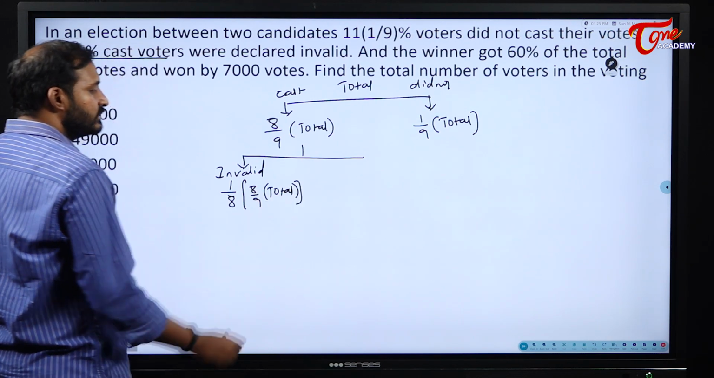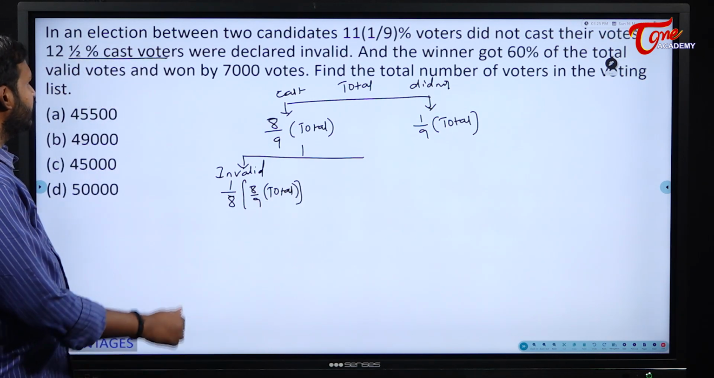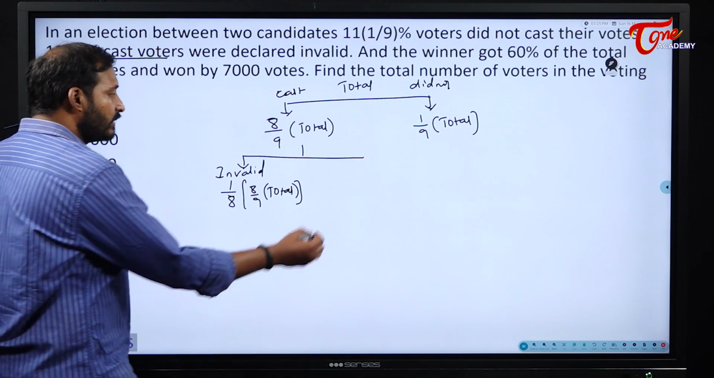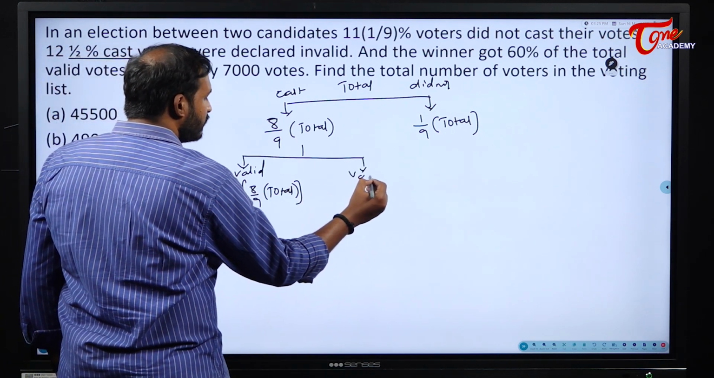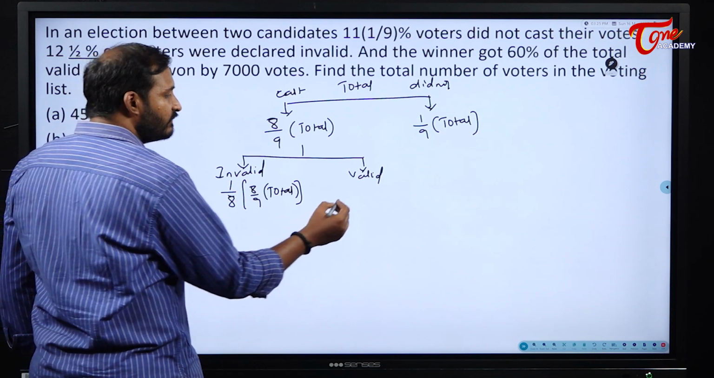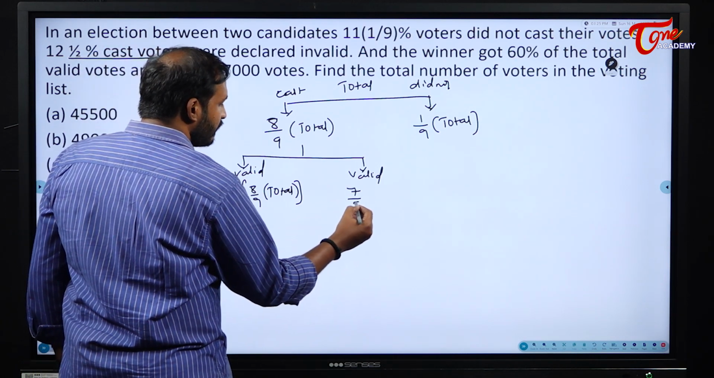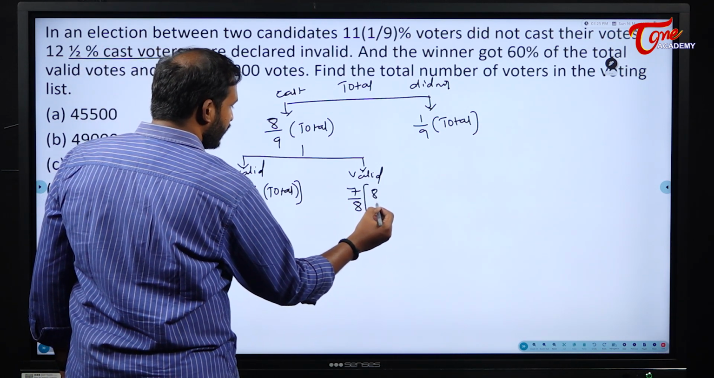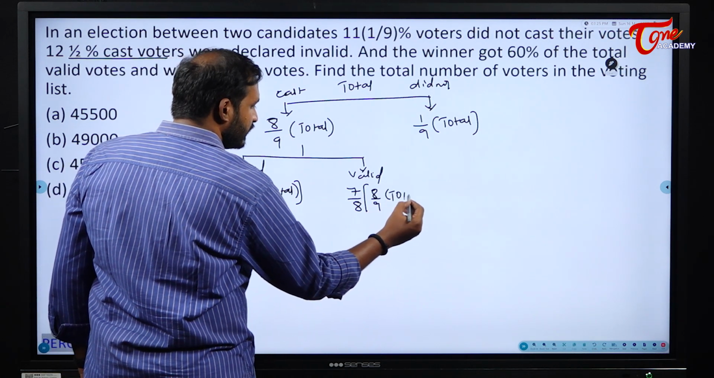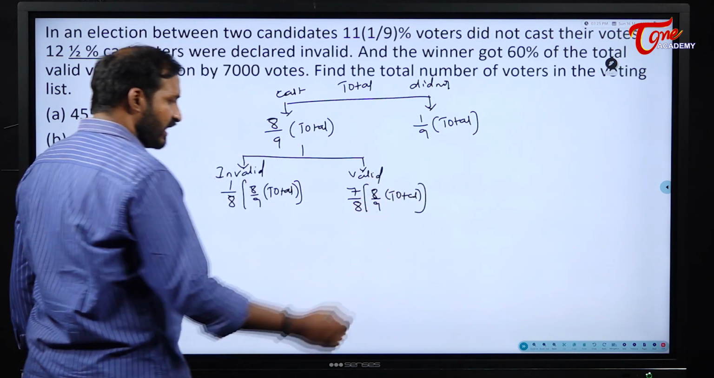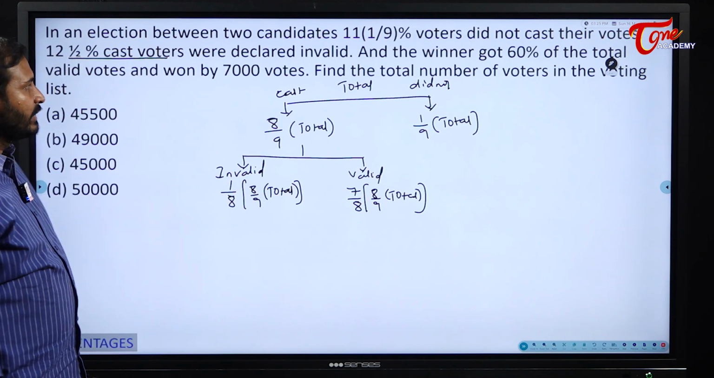Why? Because 12 1 by 2% voters were declared invalid. So when it comes to valid, how much will it become? If 1 by 8 are invalid, valid becomes 7 by 8. 7 by 8 of 8 by 9 of total. Here in this case, I am directly writing the fractions. Instead of writing the percentage, I am writing fractions here.